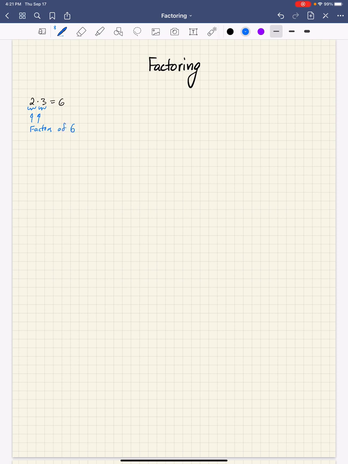So a factor is a number that you multiply with other factors in order to get a final single number. Now factoring is when you take one number and you break it into smaller pieces, which are called factors.